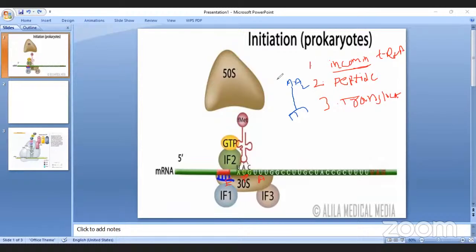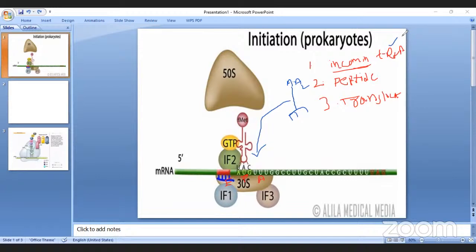Now next, recruit the incoming tRNA. This incoming tRNA is recruited at the A site. That's the first step completed. Clear? So the next amino acid enters the ribosome at the A site as an aminoacyl tRNA. Always the tRNA is in the form of aminoacyl tRNA. Aminoacyl tRNA means the activated amino acid attached to tRNA.